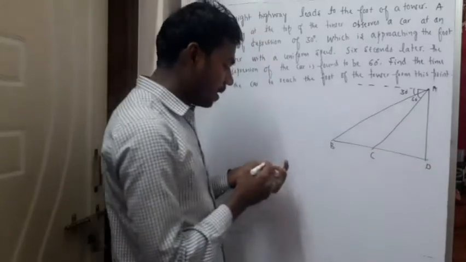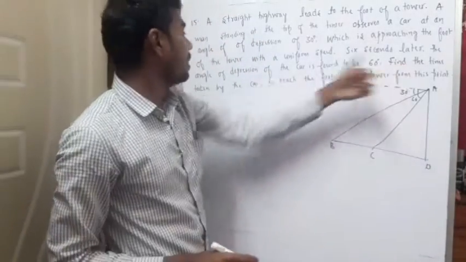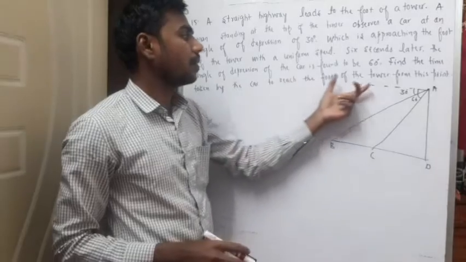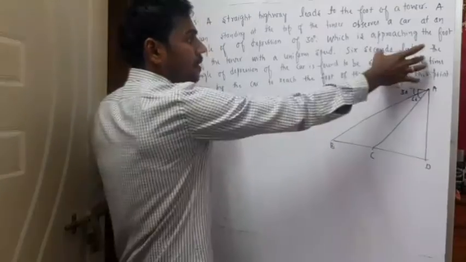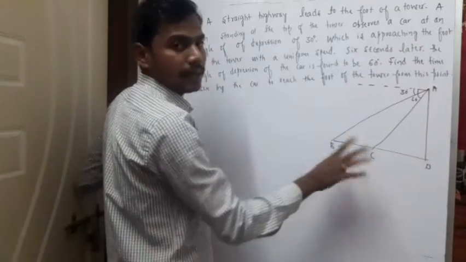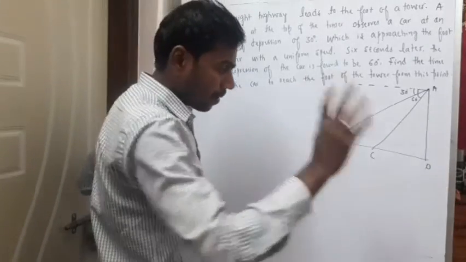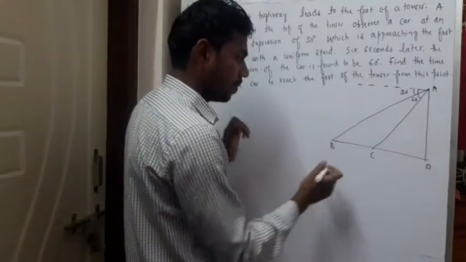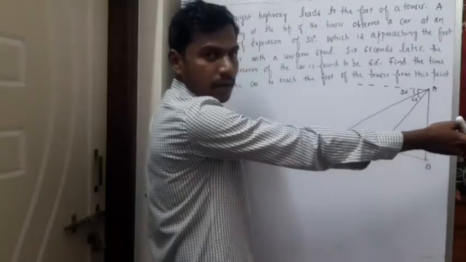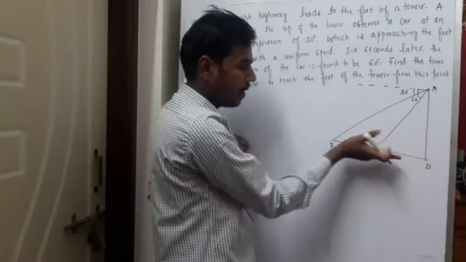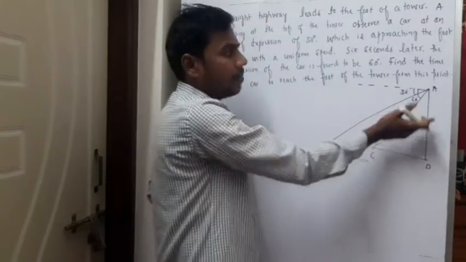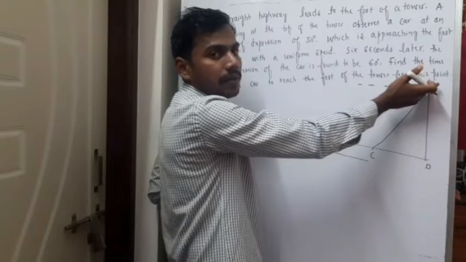What they are asking is to find the time taken by the car to reach the foot of the tower from this particular point. See, from B to C it will take 6 seconds. From B to C, it is approaching towards the tower. This is the highway. On the highway, the car is traveling towards the tower. A man is observing from the top end of the tower.